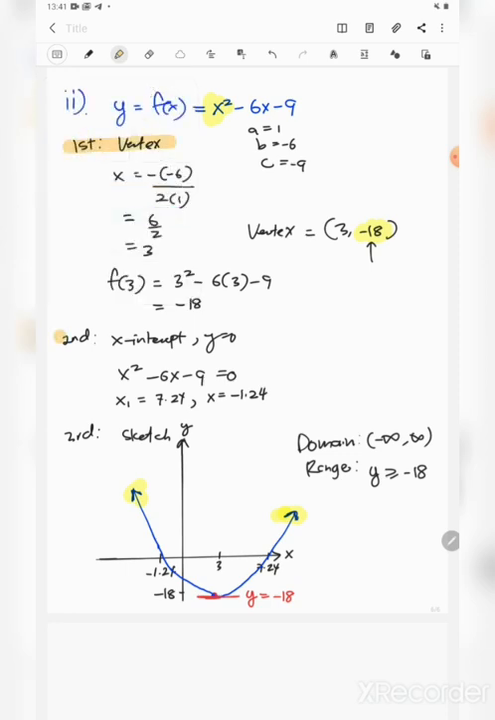First, find the vertex. Second, find the x-intercept. Set y equal to 0. Third, you have to sketch. This is the answer, domain and range for these two.